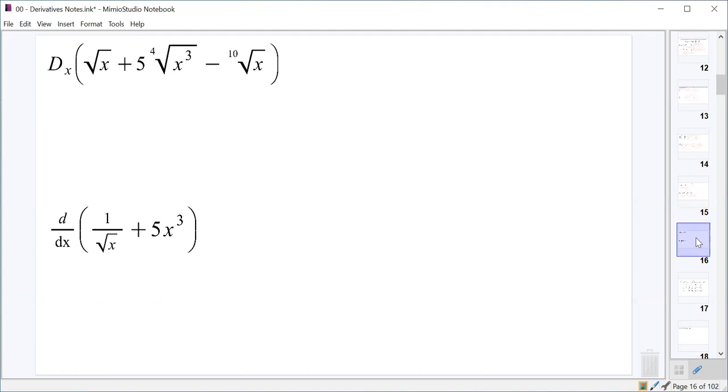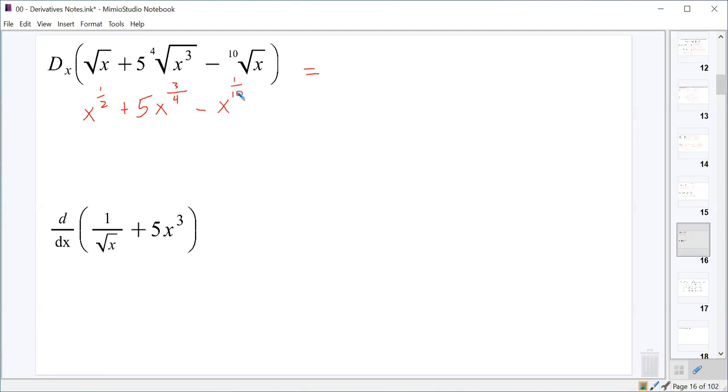Do 2 more of these before we talk about what's called higher order derivatives. So we're looking for the derivative of this. First, we should probably convert all of these into fractional exponents. That's x to the 1/2 plus 5x to the 3rd power means a 3 in the numerator, and a 4th root means a 4 in the denominator of that. And then a 10th root of x would be x to the 1/10.